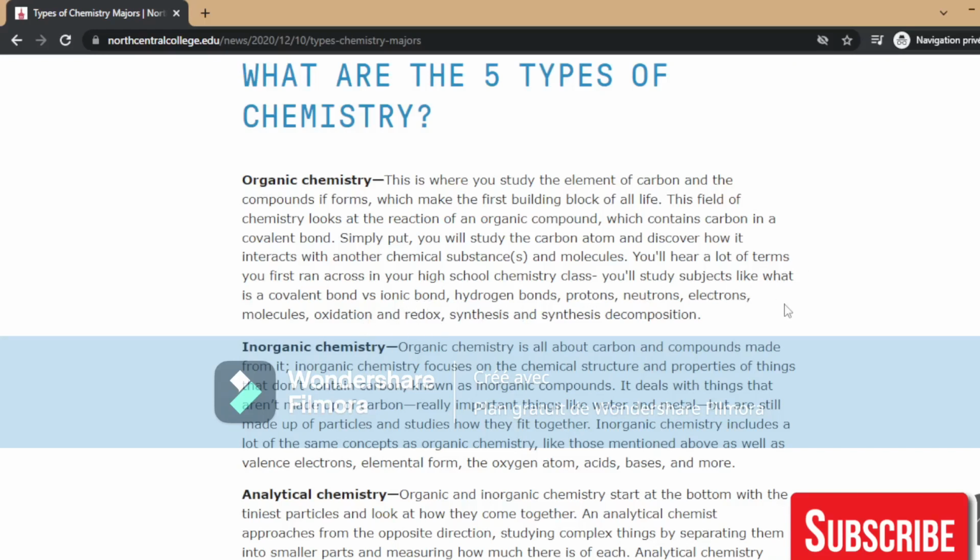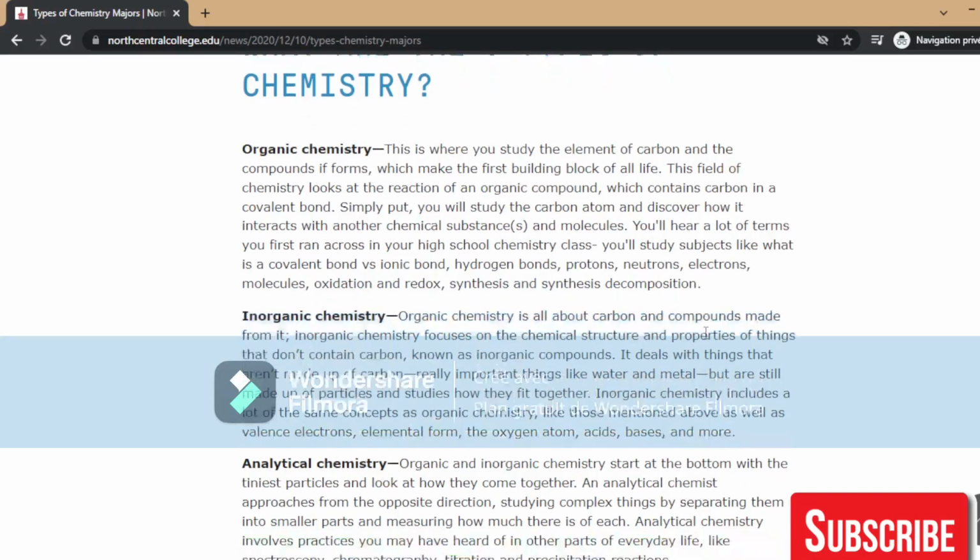You will study subjects like what is covalent bond versus ionic bond, hydrogen bonds, protons, neutrons, electrons, molecules, oxidation and redox, synthesis and decomposition.